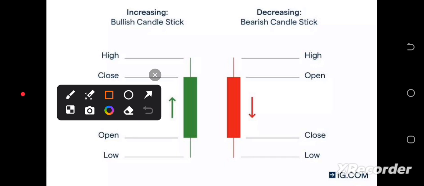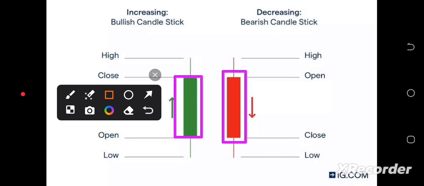So this is a bullish candlestick representing buyers. This is a bearish candlestick representing sellers. The bullish candlestick opens below and then goes up. For the bearish candlestick, it opens above and then goes down.